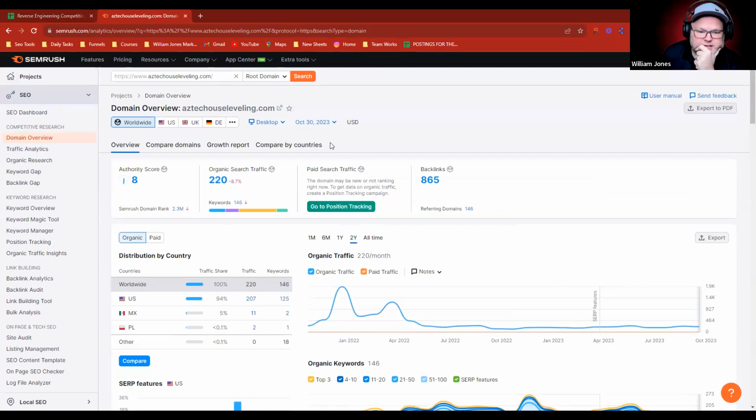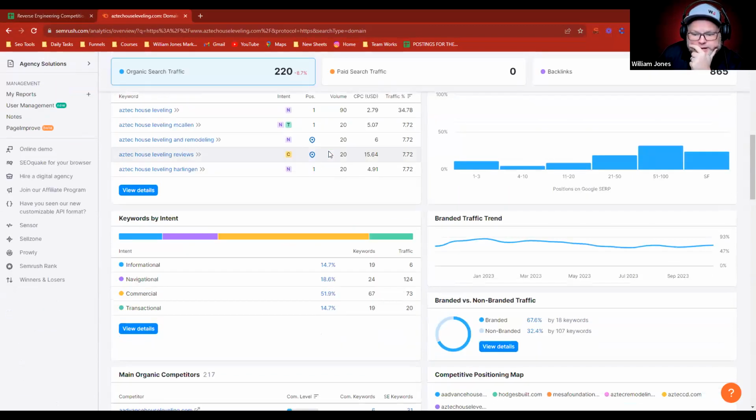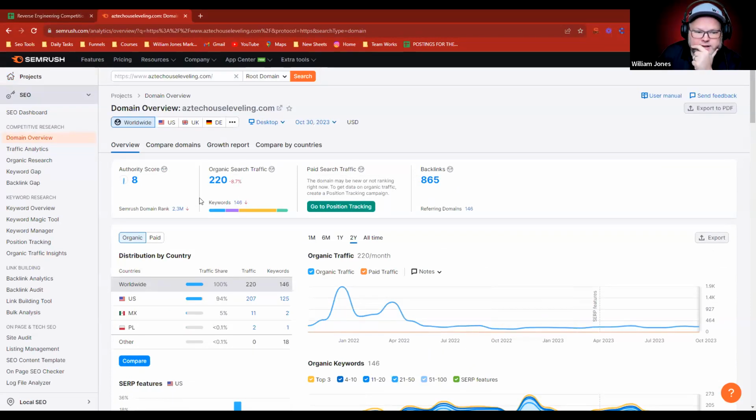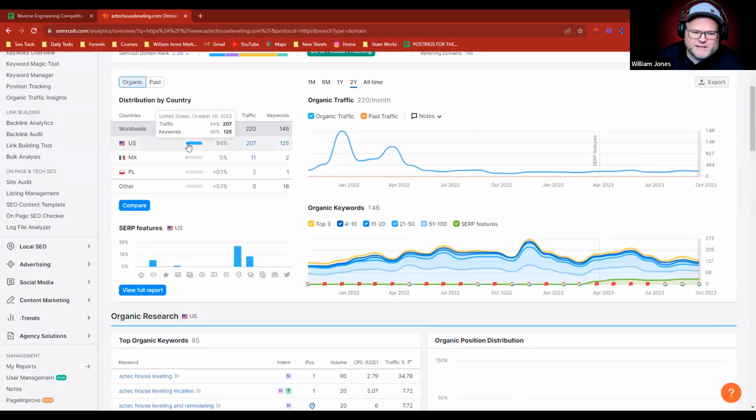So Aztec house leveling. I'm going to assume you gave it to me because they're whooping your ass or whatever. Most of the traffic is going, if we're looking at this, what are we looking at? Okay. Their authority score on their website sucks. It's an 8. But that's not really what I care about necessarily. What's their organic traffic? Only 220. How many backlinks? Only 865. Most of their traffic is coming from the States. They have a little bit of traffic across the world.